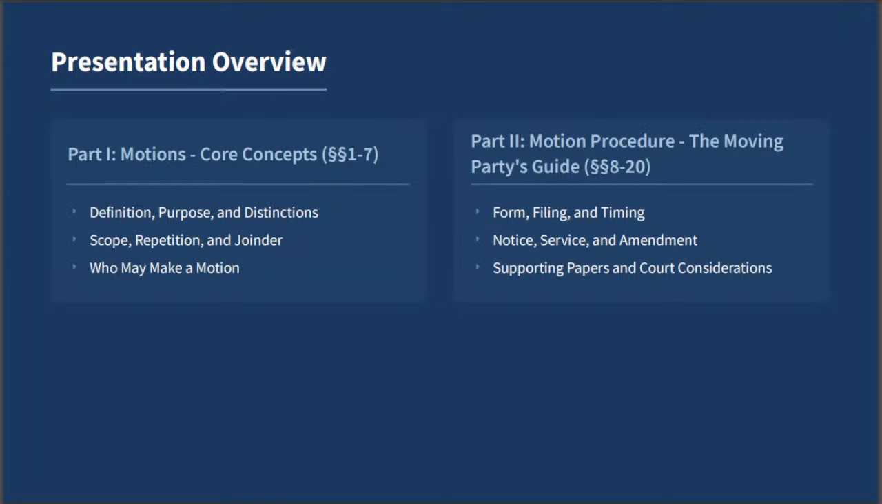with our overview here. We're going to divide it into two sections so we can get through it quickly because it's a lot to cover. So it's going to be fast-paced, so hold on and pay attention, and you're going to learn a lot very quickly. We're going to go over the definition, the purpose, and the distinctions of motions, the scope, repetition, and joinder, and who may make a motion. Then we'll go over the motion procedure, the moving party's guide, starting with the form, filing, and timing, then the notice, service, and amendment, and finally we'll have some supporting papers and court considerations.